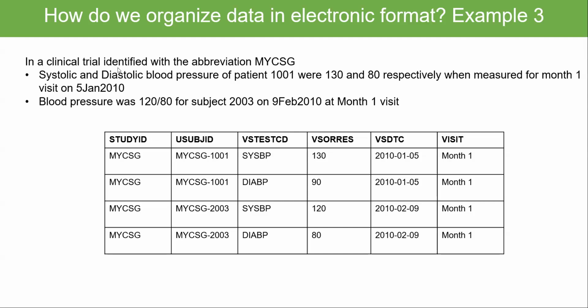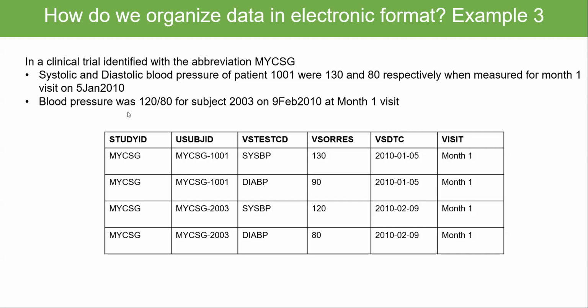So let's say a clinical trial that is identified with the abbreviation of MyCSG, and systolic and diastolic blood pressure of patient 1001 were 130 and 80 respectively when measured for month 1 visit on 5th Jan 2010. Again, blood pressure was 120 by 80 for subject 2003 on 9th Feb at month 1 visit. So this is textual description for two different tests. One is systolic blood pressure and the second one is diastolic blood pressure.